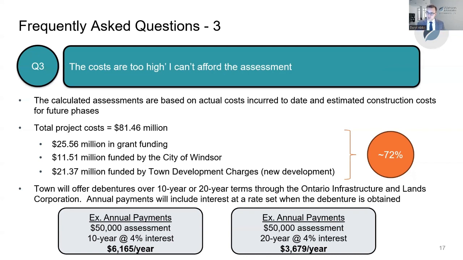So just for example purposes, we provided two examples. If your assessment, the charges that you would have to pay, would be $50,000 over a 10-year period at 4% interest rates, this would equate to about $6,165 per year. If you had an assessment of $50,000 and you paid over 20 years at 4% interest, this would amount to about $3,679 per year.